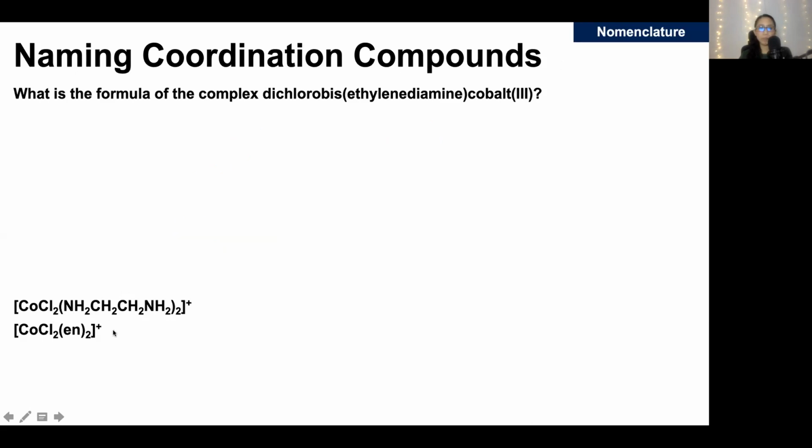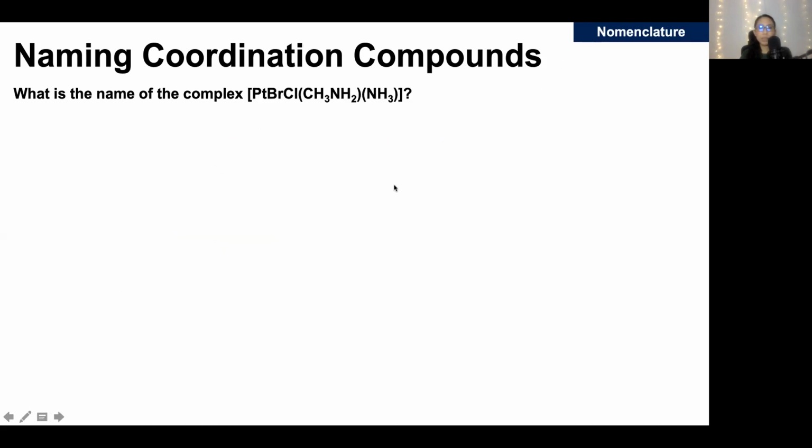Okay. Next, what is the name of the complex here? Okay. So let's list the ligands. So we have there 1 bromide ligand. So that's a charge of -1. 1 chloride ligand. That's a charge of -1. 1 methylamine. That is neutral. And 1 ammonia, which is also neutral.